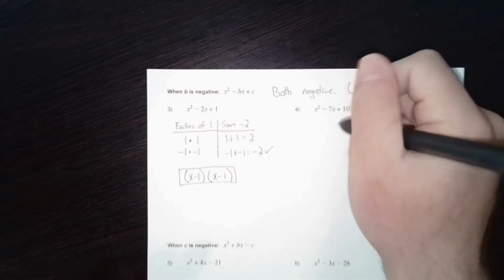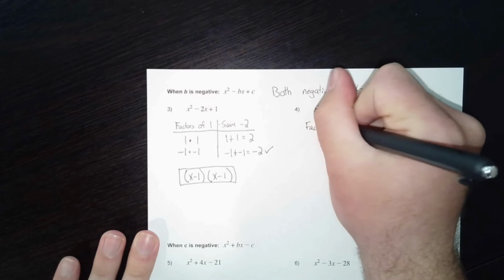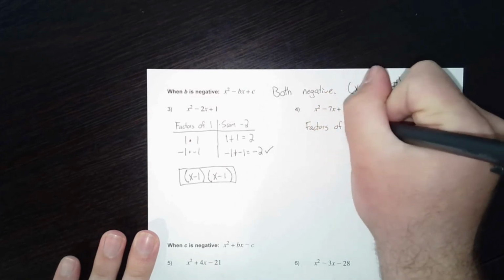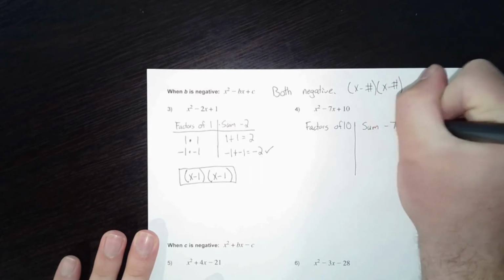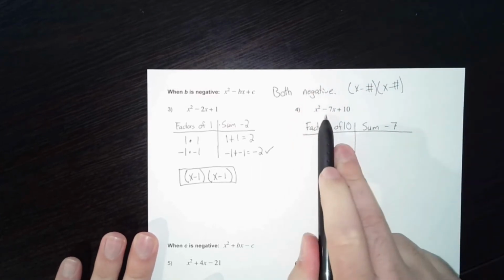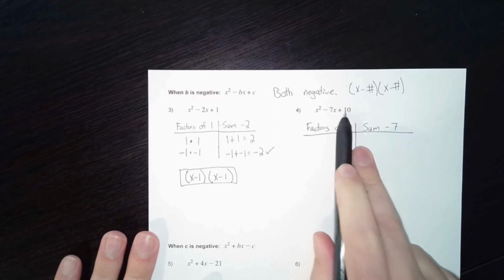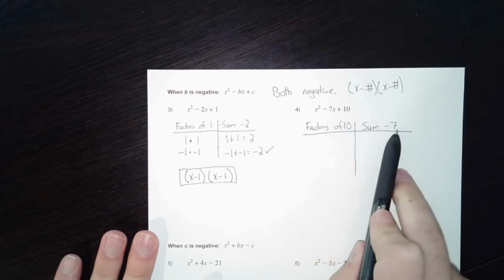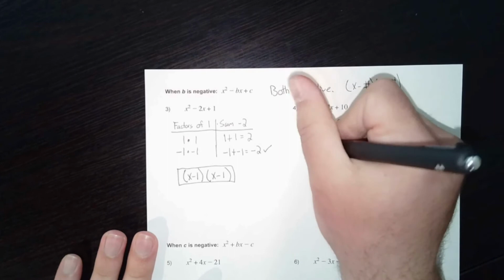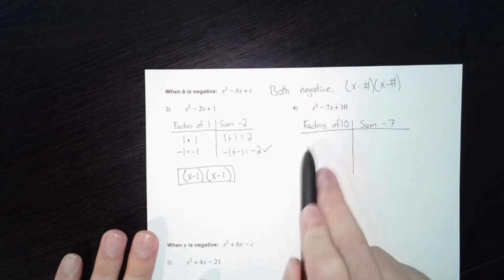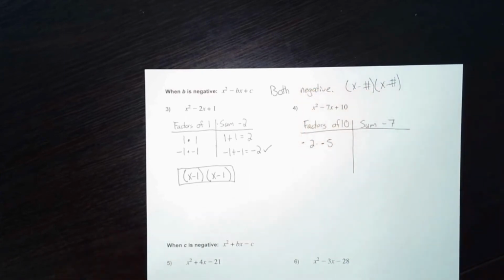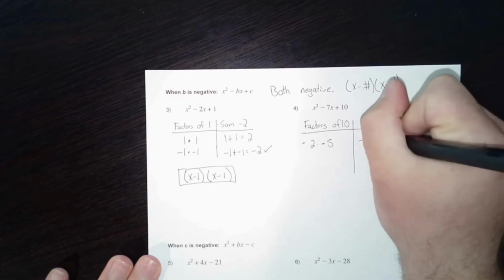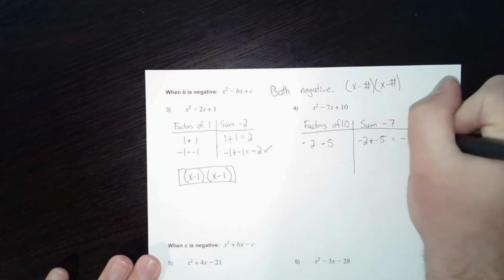Let's try another one. Number 4 here. I want factors of 10 that sum to a negative 7. So I definitely have that negative b with a positive c. So I need things that multiply to give me a positive 10 but add to give me a negative 7. So I know I'm going to have negatives. I could try 1 and 10, but I don't think that's going to give me a 7. So let's just go to 2 and 5. And I only want to make both those negatives to give me the positive 10. And when I add them, negative 2 plus a negative 5 is a negative 7.